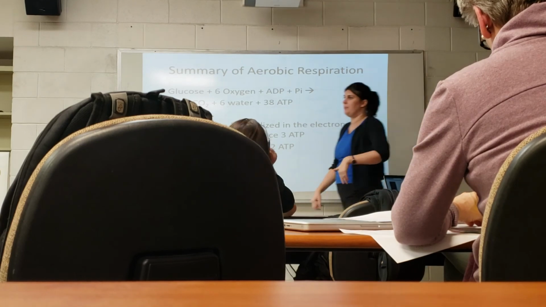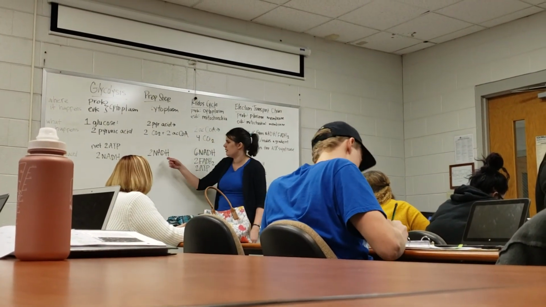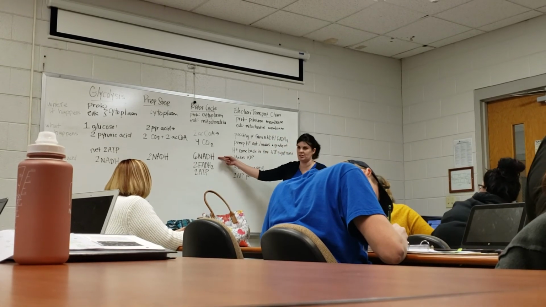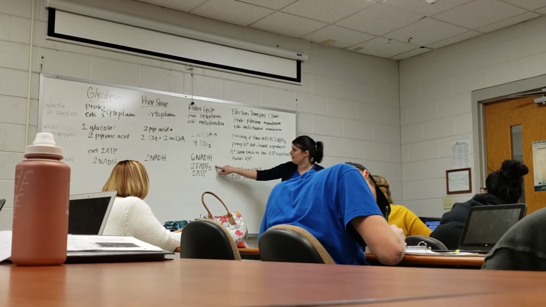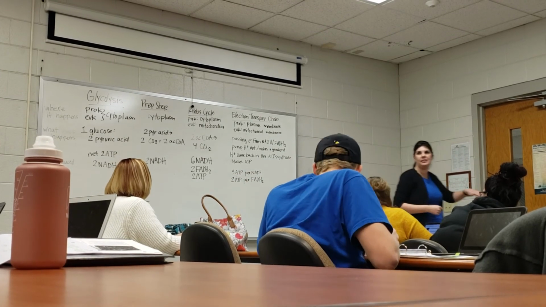So if you added it up, you say 2 ATP. Each of these are going to give you 3, so that's another 6 ATP. That's going to give you another 6 ATP. That gives you 6 times 3, that's another 18 ATP. That's 4 ATP and 2 ATP, so altogether it should come up to 38. I'm not adding this time, but it should come up to 38.